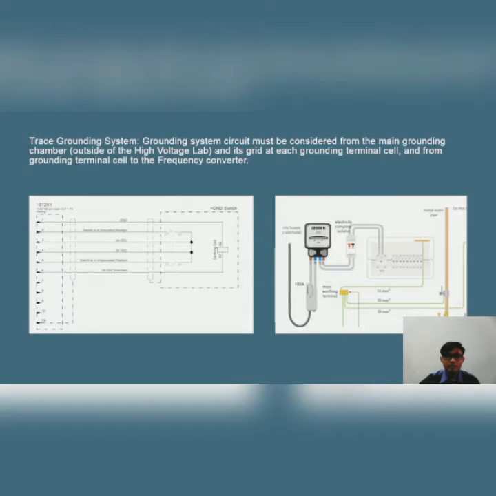Okay, next, trace grounding system. The grounding system circuit must be considered from the main grounding chamber outside of the high voltage lab and its grid, at each grounding terminal cell, and from the grounding terminal cell to the frequency converter. Okay, as you can see, the circuit diagram for the grounding system.